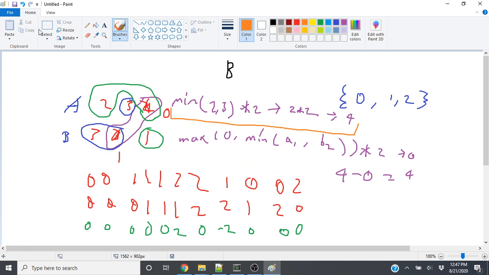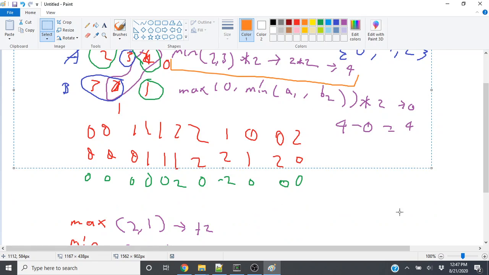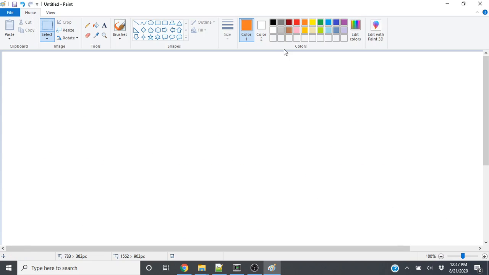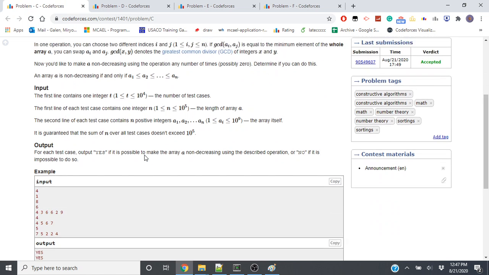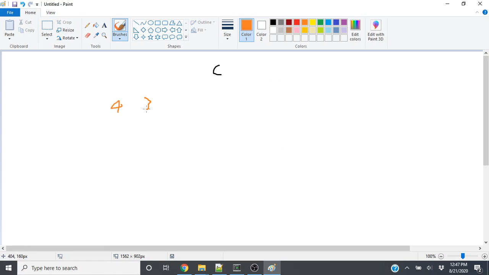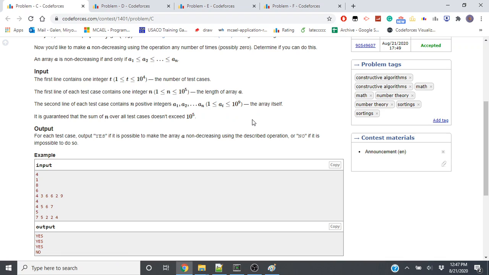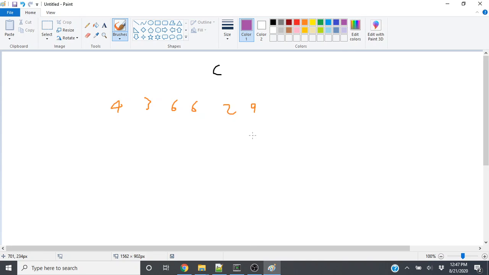Okay, this problem was actually kind of cool. This is C. Let's do this. You're given an array. Let's take the sample: 4, 3, 6, 6, 2, 9. First of all, you want to find the minimum element in the array. So the minimum here is 2. Then you can do a bunch of operations to this array.